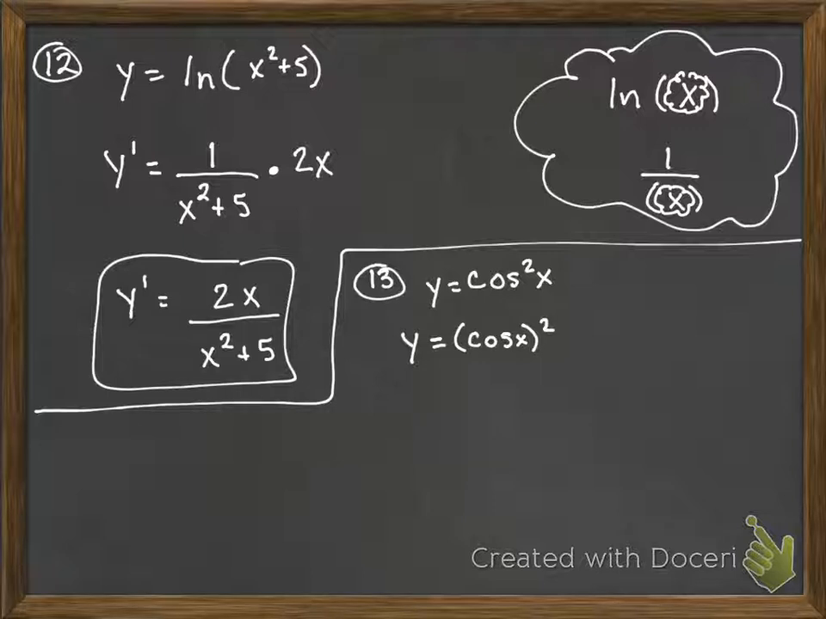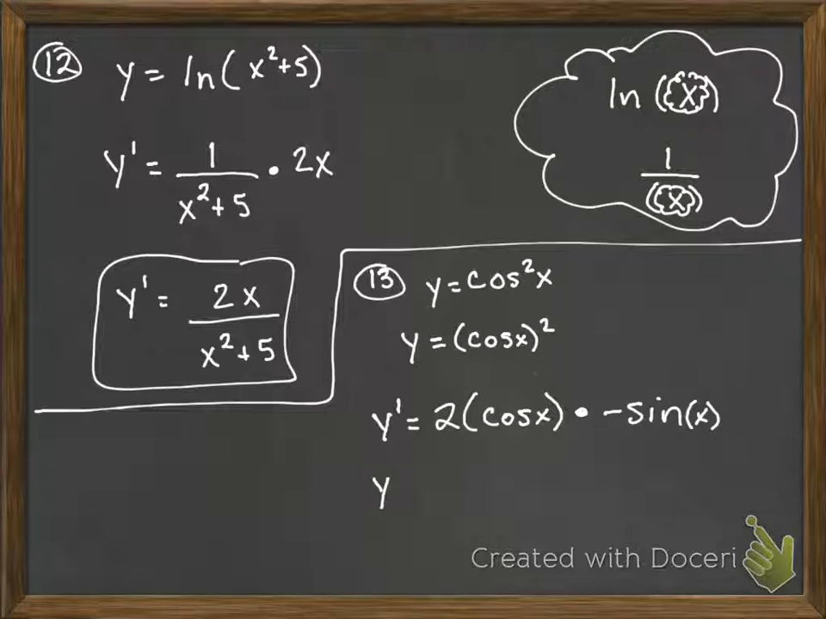So if I were to do that, y prime is bring the 2 down, times cosine x to the first. Do I have to write to the first? No. Times what's the derivative of the inside? Negative sine x. Okay. So this is just negative 2 cosine x sine x. You can put the x in parentheses if you want. Doesn't matter. Okay.